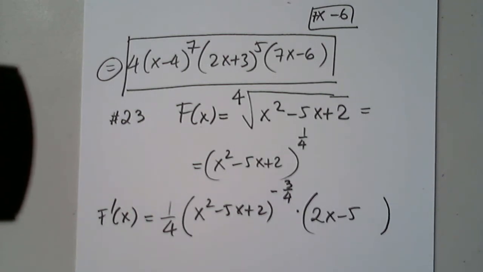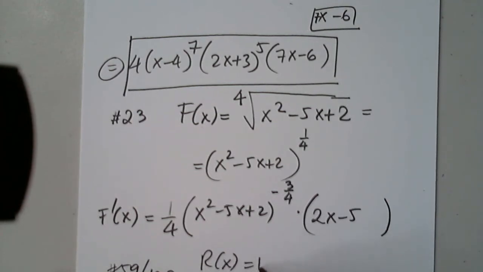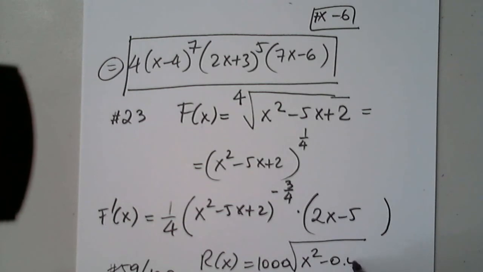So let's start. We can work on as many as you want other problems. Let's start with the total revenue. A total revenue function is given by this, where R of X is the total revenue in thousands of dollars. So I'm going to copy the function. So this is 59 on 172. R of X equals 1,000 the square root of X squared minus 0.1x.